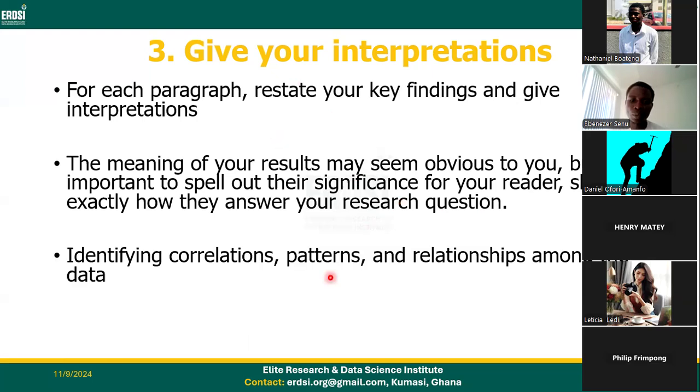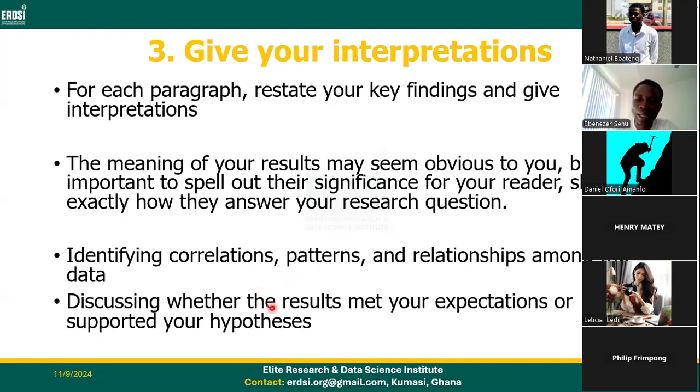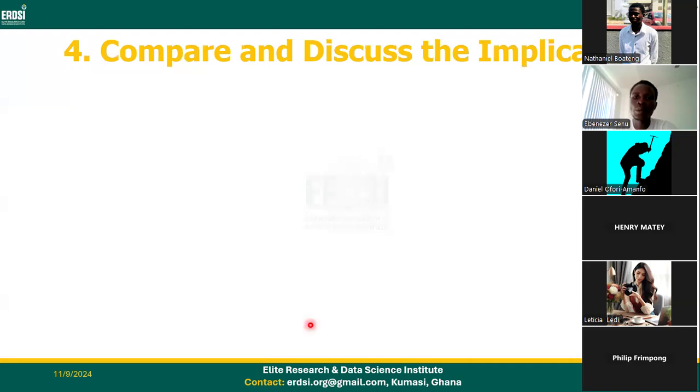And you might want to identify some correlations, patterns, or relationships among the data. From the results, you've seen a trend, so in the discussion you bring those things up: yes, this is likely to lead to this, anytime you see this. You are just giving significant meaning to your results. You are discussing whether the result met your expectation or supported the hypothesis. If not, you always have to justify it. So after you state, you discuss and compare.